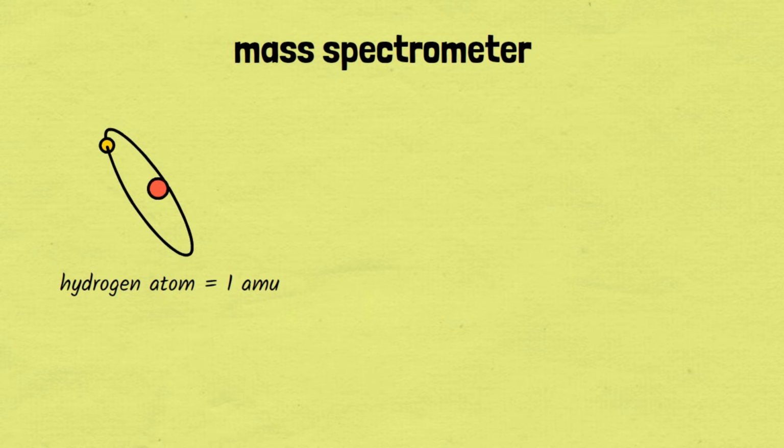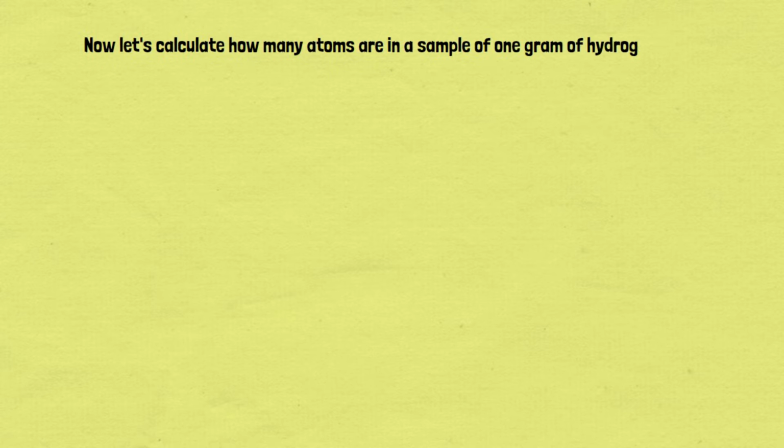Scientists use a device called a mass spectrometer to measure the mass of atoms very accurately, so that the data shows that the mass of each hydrogen atom, which is about 1 AMU, is about 1.66 multiplied by 10 to the power of minus 24 grams. Now let's calculate how many atoms are in a sample of 1 gram of hydrogen.